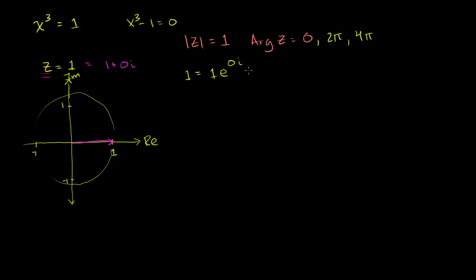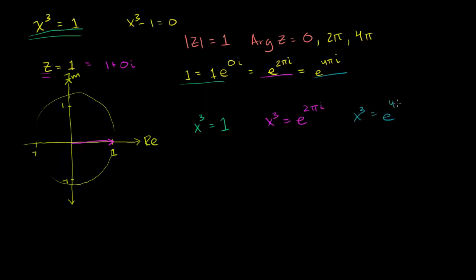So we can also write 1 as 1 times e to the 2 pi i, or 1 times e to the 4 pi i. And the reason this is interesting is that this equation can be written in multiple ways. It can be written as x to the third is equal to 1, or x to the third is equal to e to the 2 pi i, or x to the third is equal to e to the 4 pi i. And this is interesting, and we're going to see this in a second.